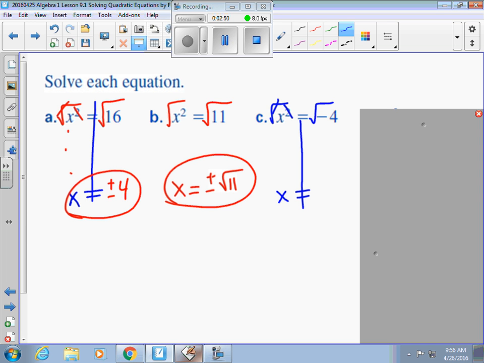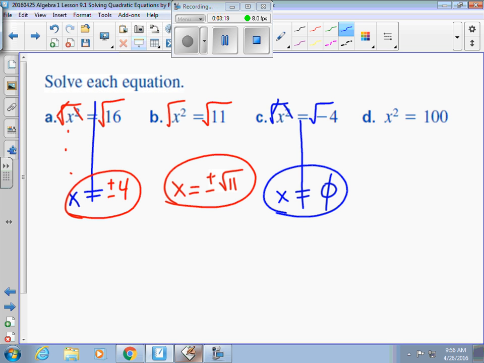Now what this is saying is what number times itself is negative 4. If you multiply 2 times 2, you get 4. If you multiply negative 2 times negative 2, you get 4. There is no number that when you multiply it by itself that gives you a negative value. Or let me restate that, there's no real number. You'll learn about complex numbers in a later course. But x's value is no solution for this one.